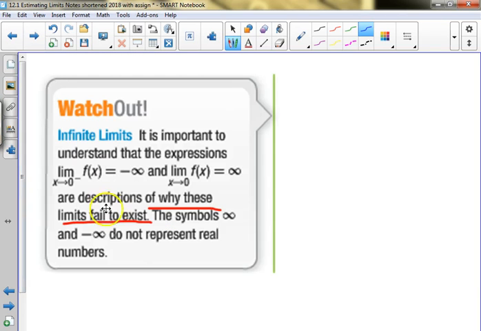This needs to be really clear in your mind. Okay, whenever you write down an infinity, it is important to understand that the expressions approaches negative infinity or approaches infinity are descriptions of why the limit fails to exist. Those symbols are just showing what the end behavior is doing. They are not real numbers, so the limit doesn't exist. You won't do this in calculus, but I'm going to have us practice writing does not exist and then infinity, okay? Just so you have it clear in your mind that when we write infinity, it really means the limit doesn't exist.